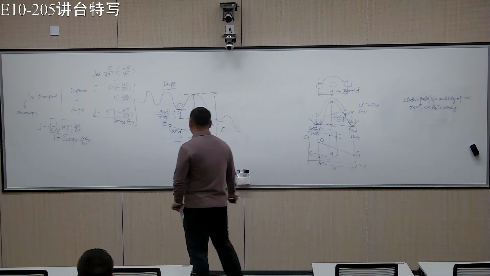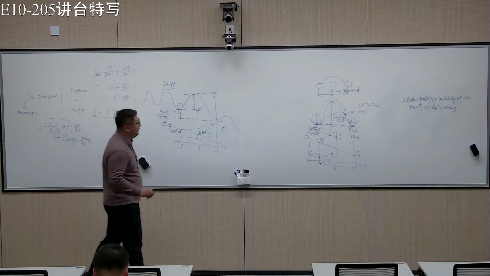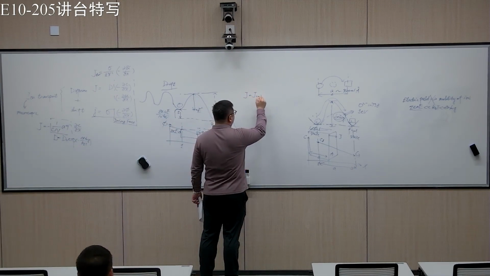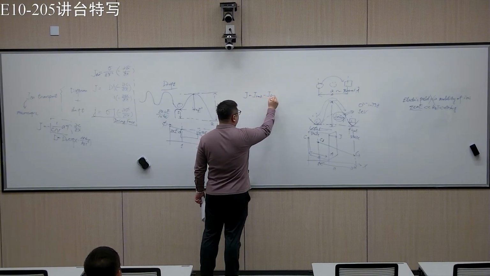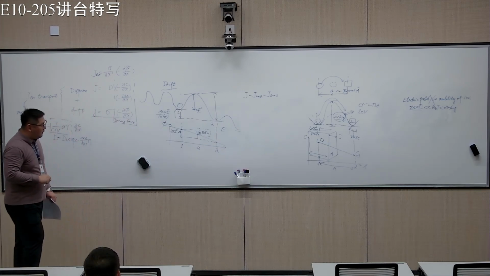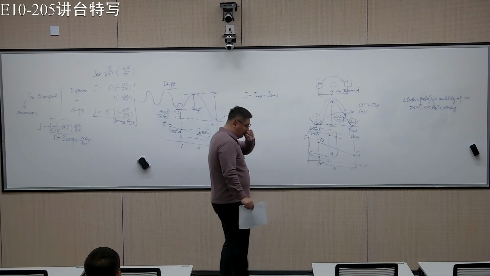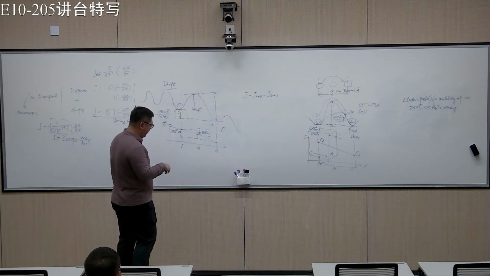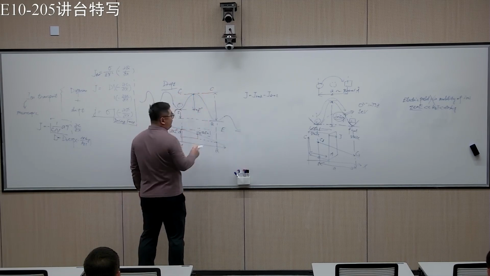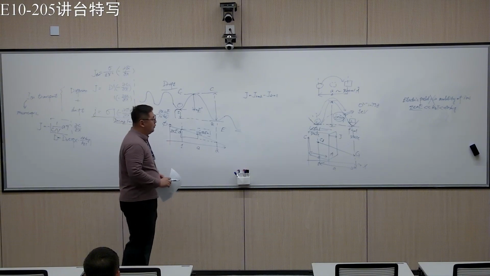So essentially, we are still using the same thing. J is basically J from 1 to 2 minus J from 2 to 1. However, unlike the case here, now you don't have the concentration gradient. So the concentration for both positions will be C.